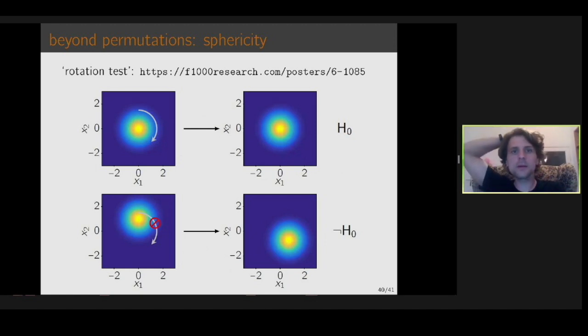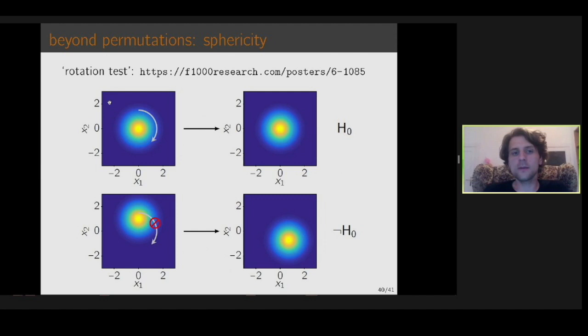A second example for a non-permutation based transformation that may be considered as a generalization of permutation tests is the so-called rotation transformation used in rotation tests. This is a link to an OHBM poster that my colleague Carsten once did on this topic.